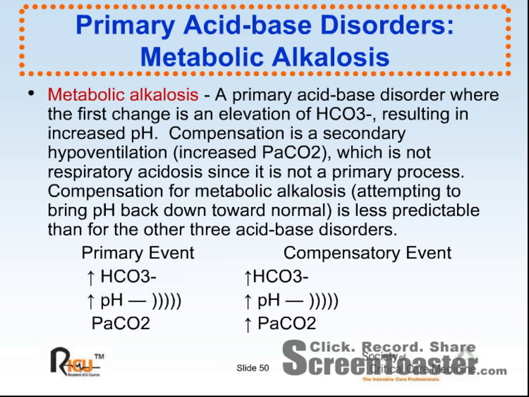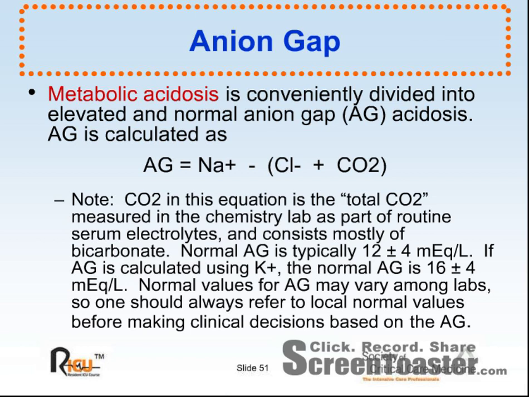Metabolic acidosis is conveniently divided into elevated and normal anion gap acidosis. The anion gap is calculated by sodium minus chloride plus CO2. CO2 is the total CO2 measured as part of a routine serum electrolyte panel and consists mostly of bicarbonate. Normal anion gaps are typically 12 plus or minus 4 milliequivalents per liter.